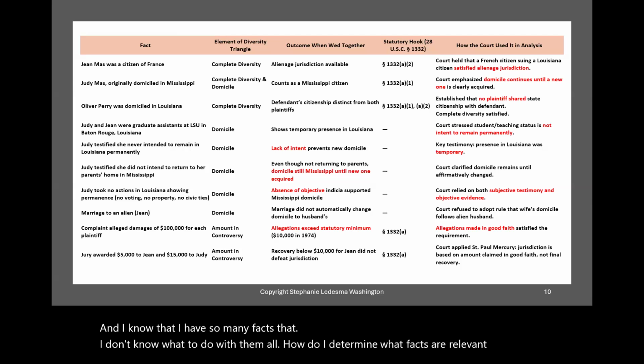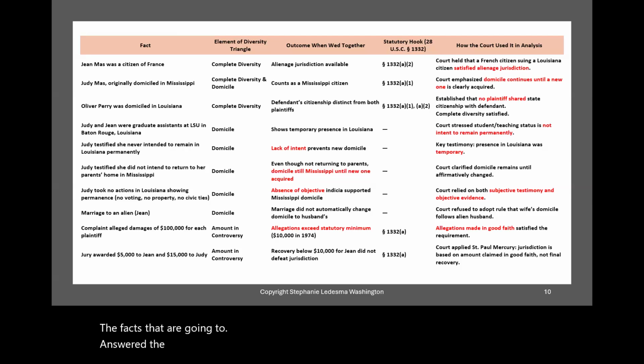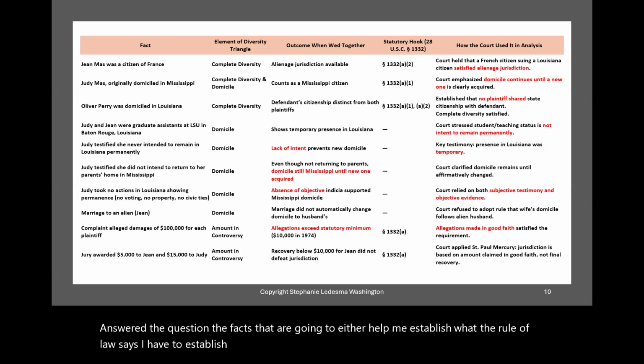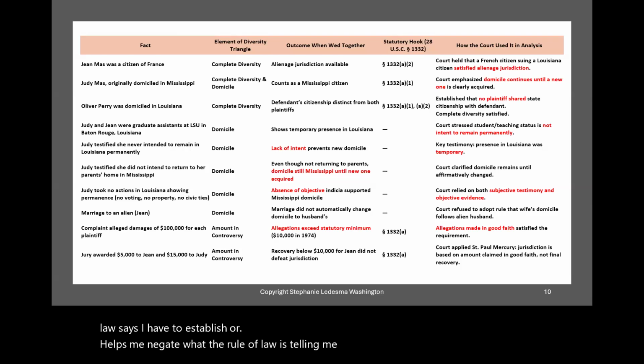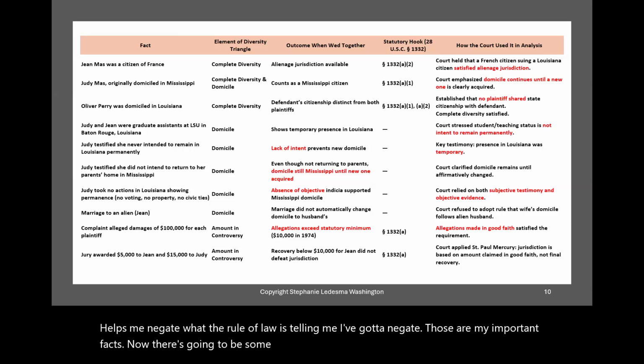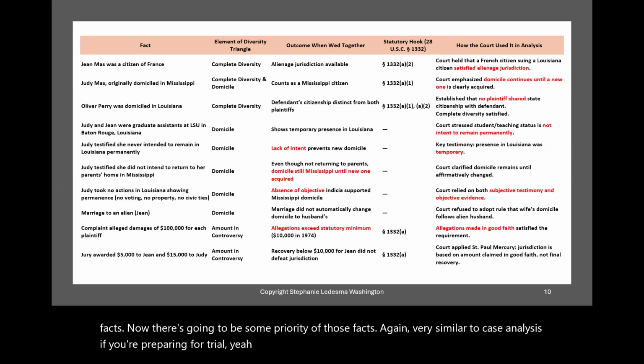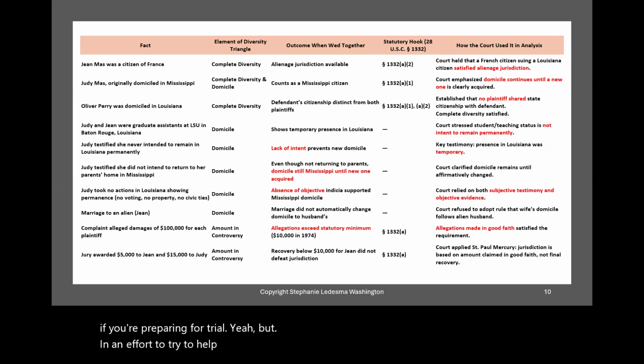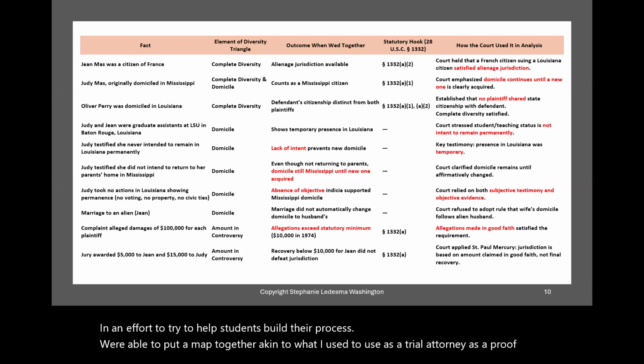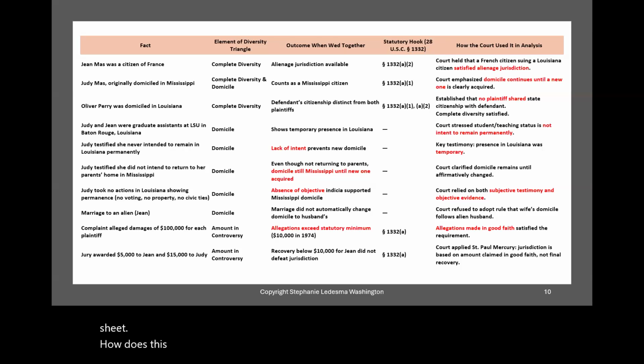Well, the facts that are going to answer the question, the facts that are going to either help me establish what the rule of law says I have to establish, or helps me negate what the rule of law is telling me I've got to negate. Those are my important facts. Now, there's going to be some priority of those facts. Again, very similar to case analysis if you're preparing for trial. But in an effort to try to help students build their process, we're able to put a map together akin to what I used to use as a trial attorney, as a proof sheet. How does this fact connected with this element yield anything that's going to either help me win my case or help me lose my case?